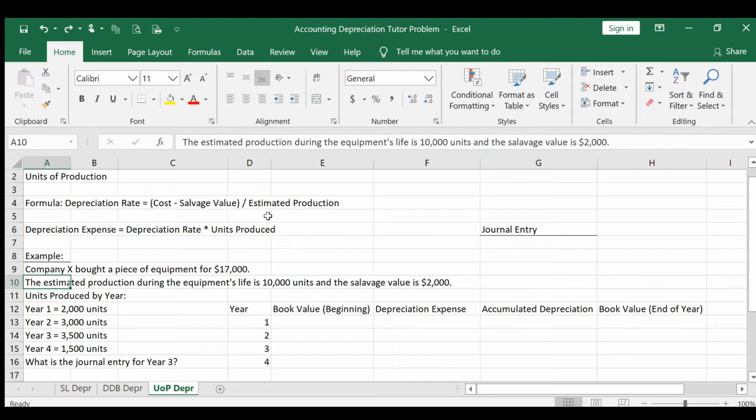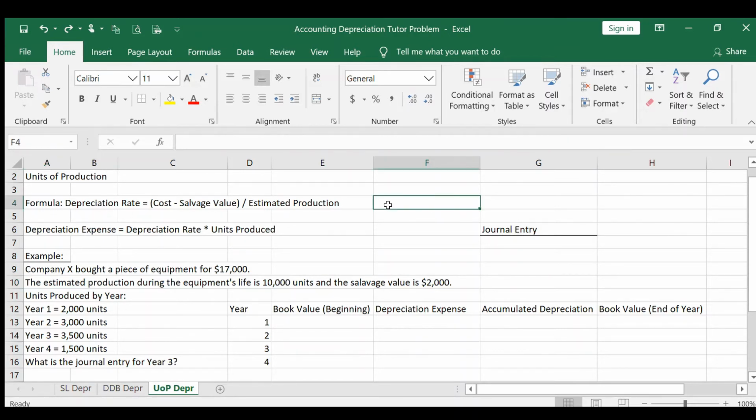So the first thing that we want to do is determine our depreciation rate. So we have our cost, which is 17,000, and we're going to subtract that from our salvage value, which is 2,000, which it gave us in the problem. And then we're going to divide that by our estimated production, which is 10,000 units right there. Alright, so we have that formula.